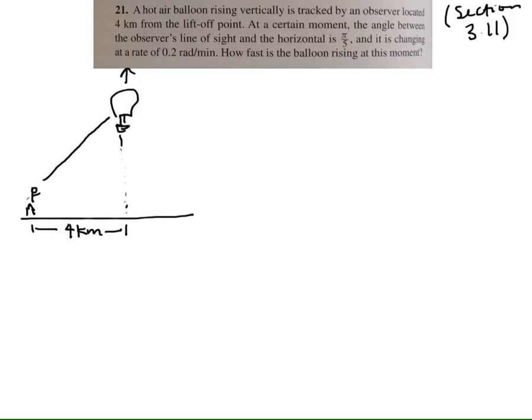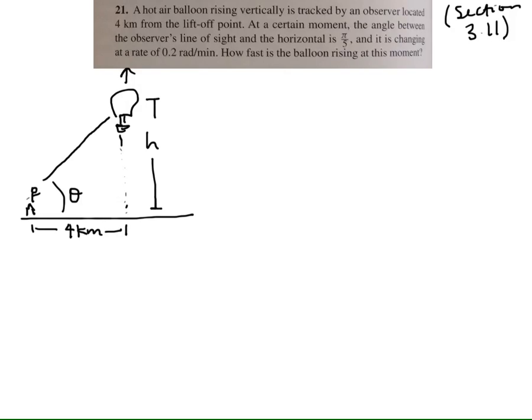And they said the angle between the observer's line of sight and the horizontal, at a certain moment, is pi over 5, but that angle is changing, right? As time goes on, the balloon goes up and this angle will change. So I'm going to call that theta. And they ask how fast is the balloon rising at this moment? That means how quickly is this vertical height changing, right? So how high up is the balloon at a given moment, and how quickly is it rising up?